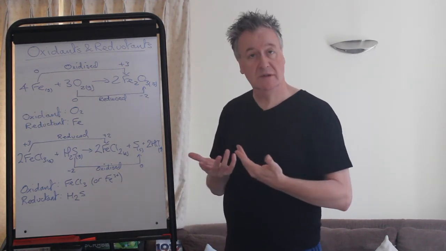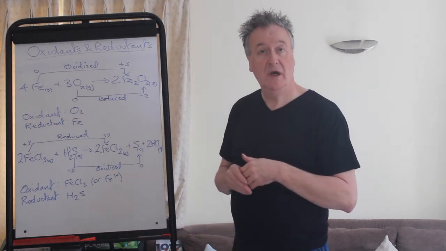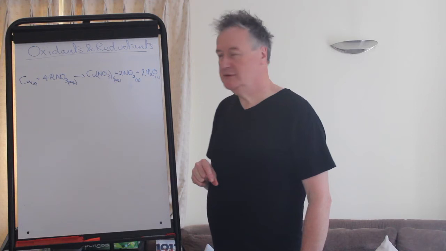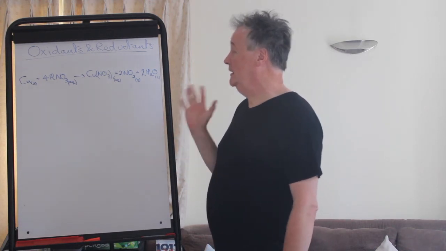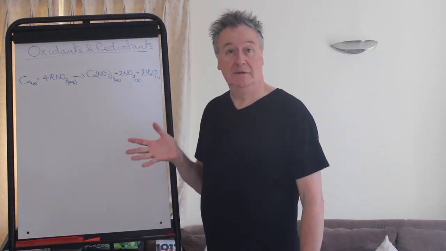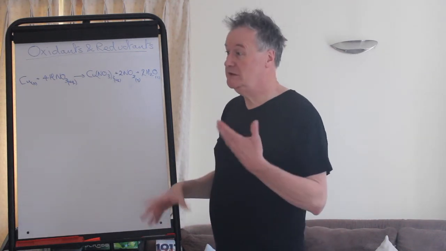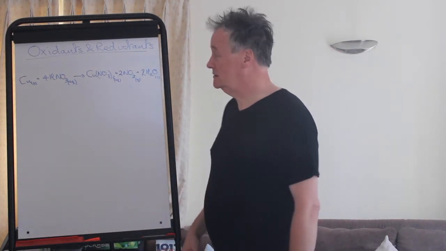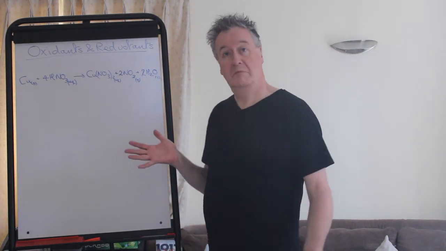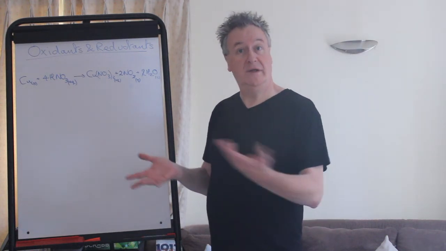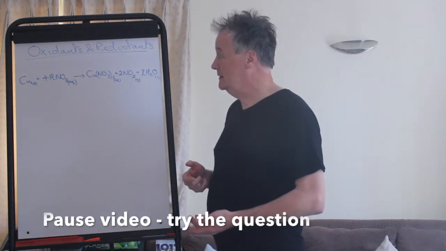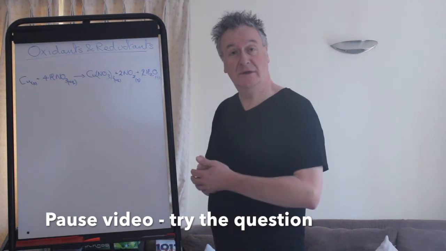We'll just do one more example and then we'll move on. So a slightly more complex example, not massively more complicated. You just need to identify what's been oxidised, what's been reduced, and then you can name the oxidant and the reductant. That's it. You need to pause the video and have a go, and I'll see you after you've had a go.